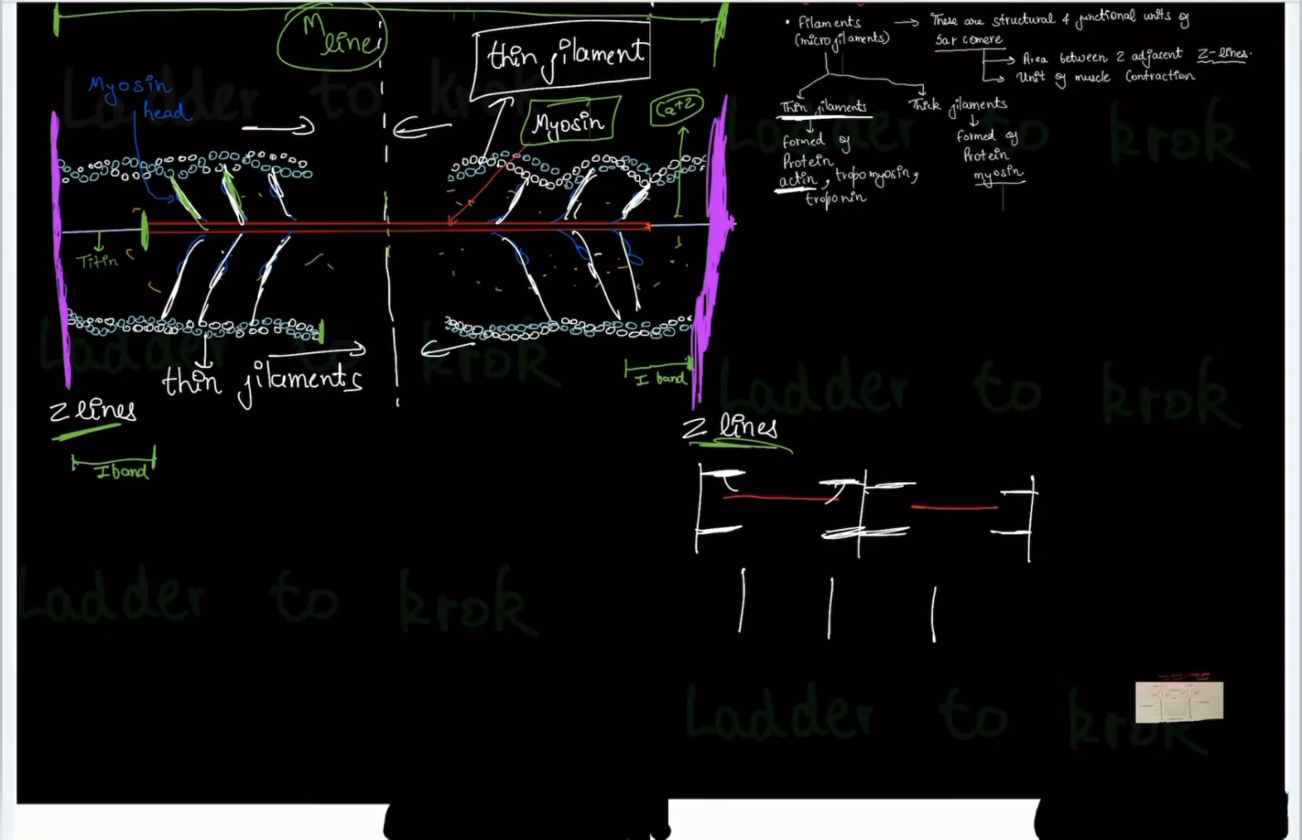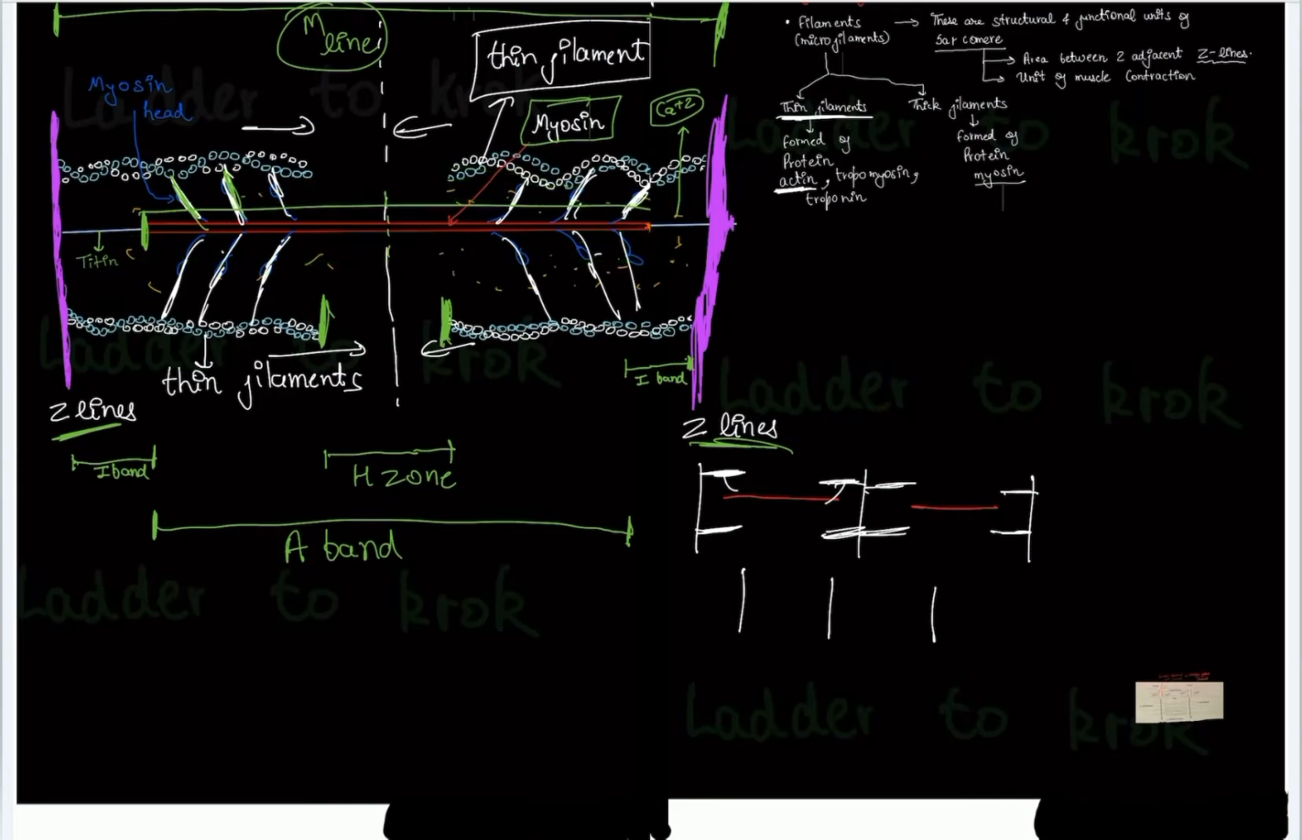Now the distance between these two endings is known as the H zone. It is the distance between these two actin filaments. This is the H zone. Now the length of this myosin filament, or this thick filament, this red one in the middle, is known as the A band.